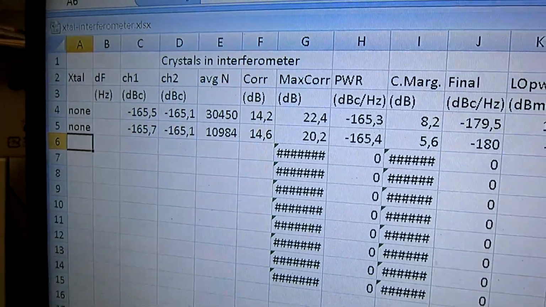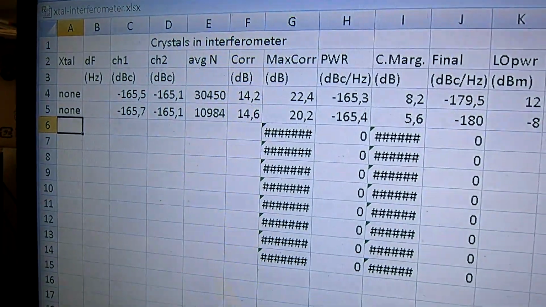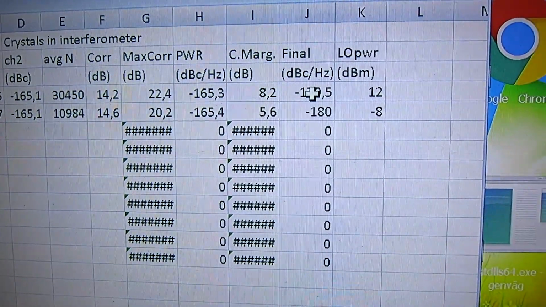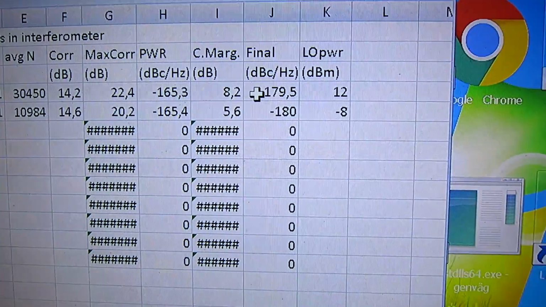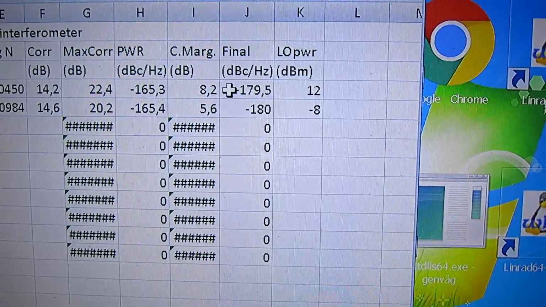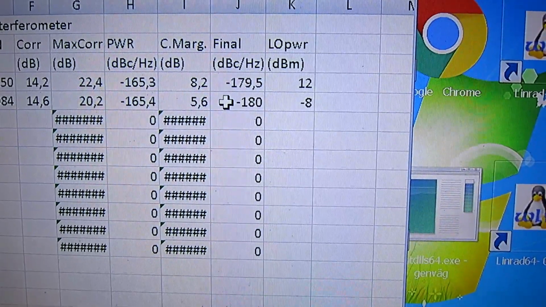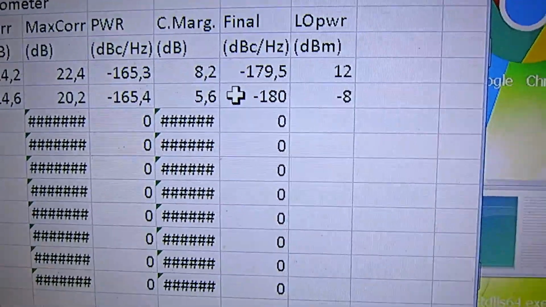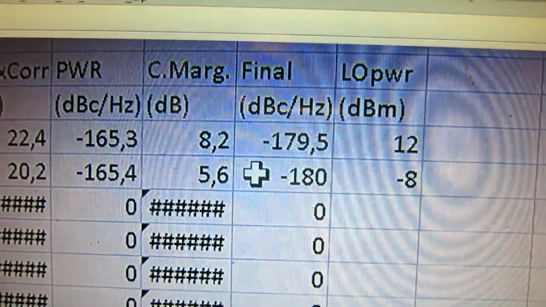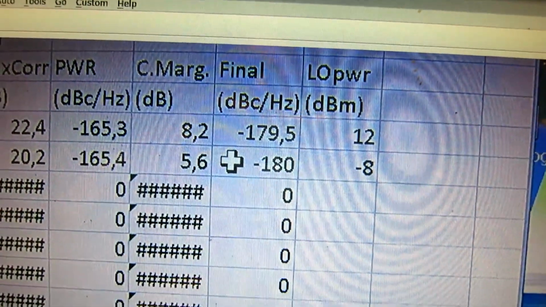I had evaluated the noise the standard way; look at previous videos in the Nerd series and you will find out what formula I'm using. The result at 12 dBm local oscillator power is minus 179.5 dBc per hertz for the flat noise floor, and half a dB below that at minus 8 dBm. But I didn't recalibrate for the 20 dB weaker carrier, so this should read minus 160 instead.